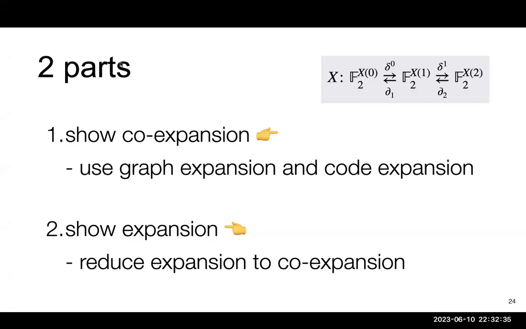So the proof, as I said, we have to show two directions. For the forward direction, we'll show it by using the expansion property of the graph and the code. For the reverse direction, we'll reduce this problem to the question of co-expansion. Okay, so those are the two parts.